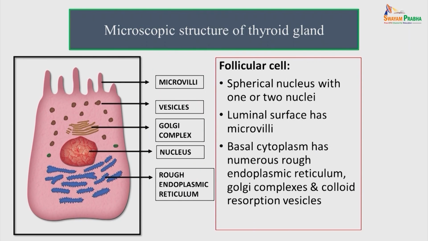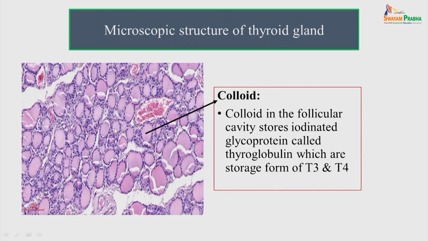The follicular cells have a spherical nucleus, sometimes even two nuclei are seen. The luminal surface has microvilli. The basal cytoplasm has numerous rough endoplasmic reticulum, the Golgi complex and colloid resorption vesicles. The colloid in the follicular cavity stores iodinated glycoprotein called thyroglobulin, which is the storage form of T3 and T4 hormone.